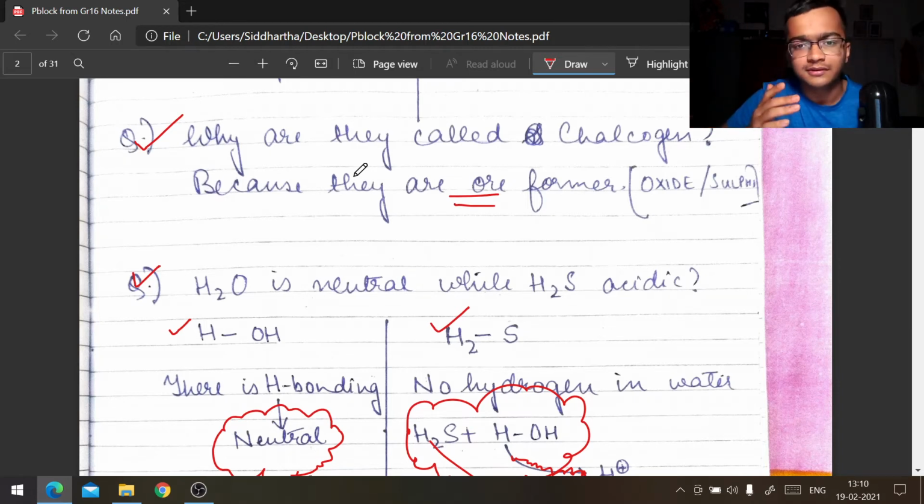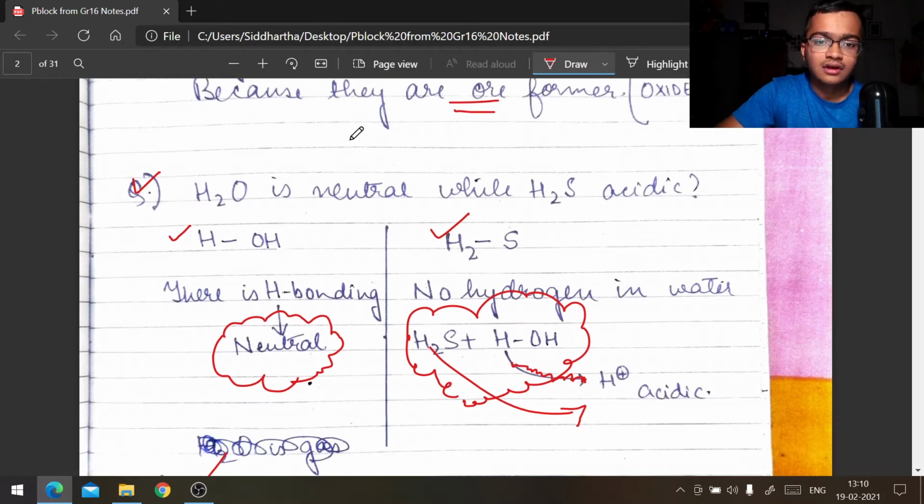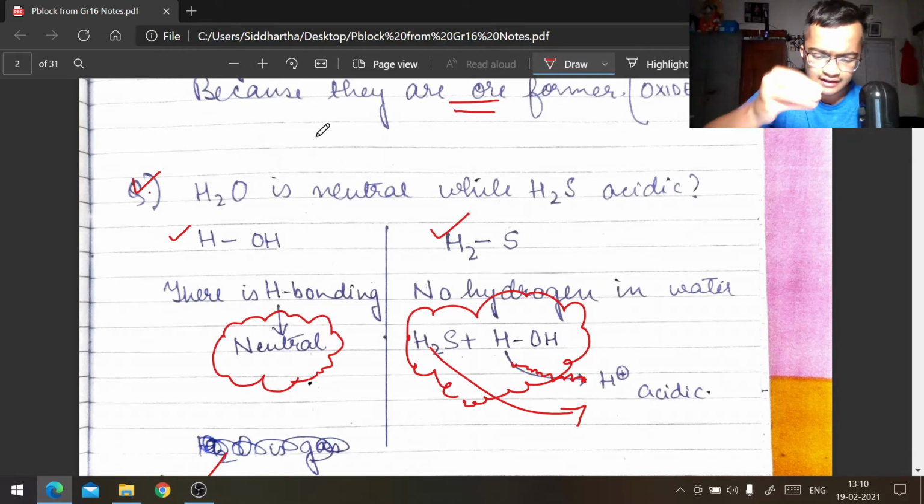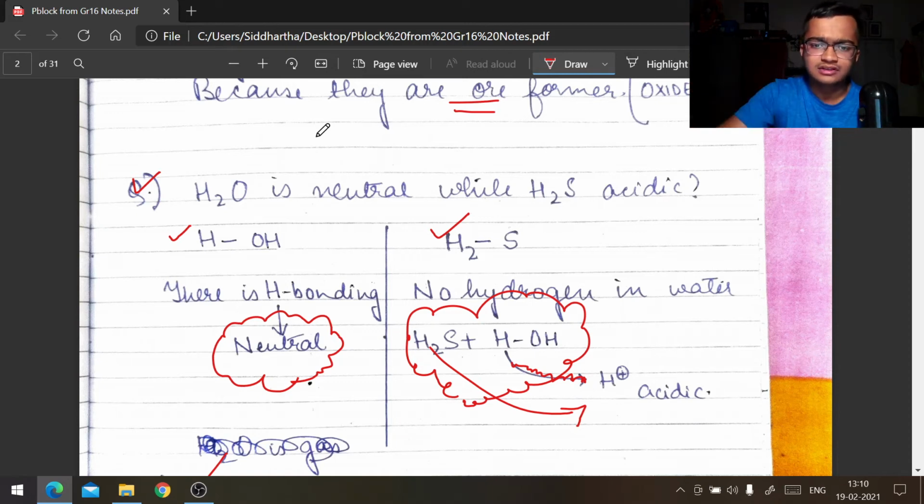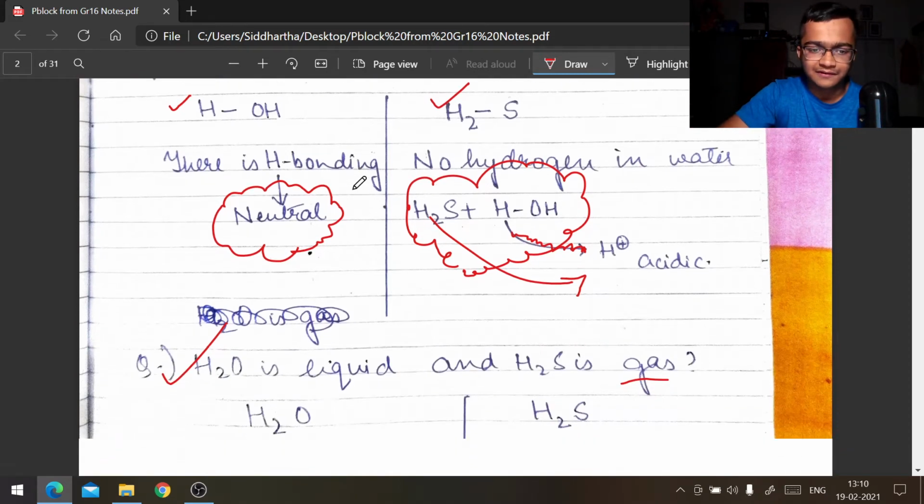They are called chalcogens because they are ore formers, like ferrous oxide, ferrous sulfide, like that. Okay, they are found in ores. Now H2O is neutral while H2S is acidic. The reason behind this, which I have already mentioned, is that H2O is able to form hydrogen bonding, whereas H2S is not able to form hydrogen bonding in water.